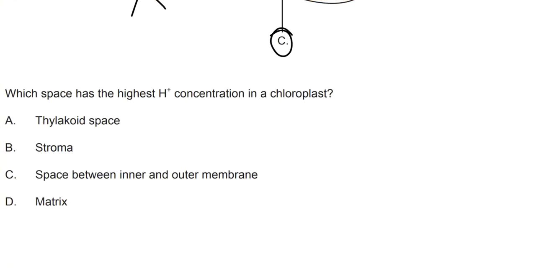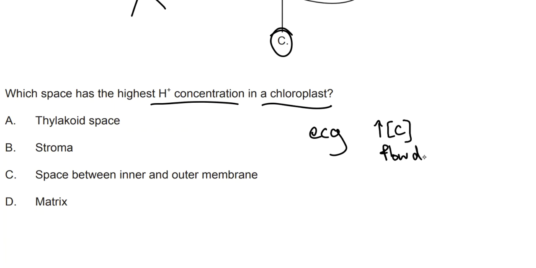Which space has the highest H plus concentration in the chloroplast? So when we talk about H plus concentration, this is about the electron transport chain, because we need to pump out H plus into a particular region so that we create an electrochemical gradient. And when we have an electrochemical gradient, we have a high concentration substance that wants to flow down its concentration gradient and into a low concentration area.